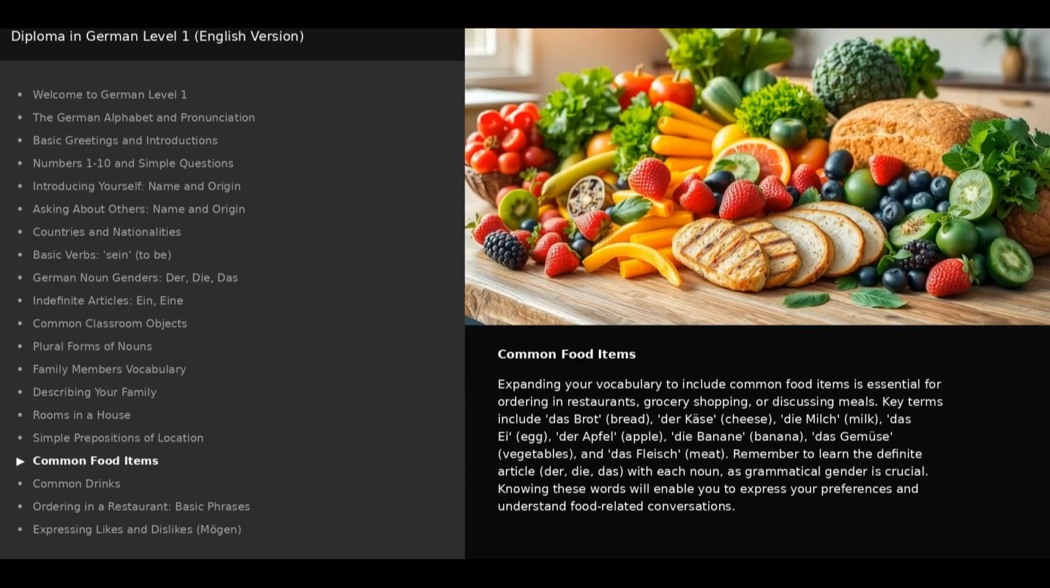Common food items. Expanding your vocabulary to include common food items is essential for ordering in restaurants, grocery shopping, or discussing meals. Key terms include das Brot, bread, der Käse, cheese, die Milch, das Ei, egg, der Apfel, apple, die Banane, banana, das Gemüse, vegetables, and das Fleisch, meat. Remember to learn the definite article, der, die, das, with each noun, as grammatical gender is crucial. Knowing these words will enable you to express your preferences and understand food-related conversations.